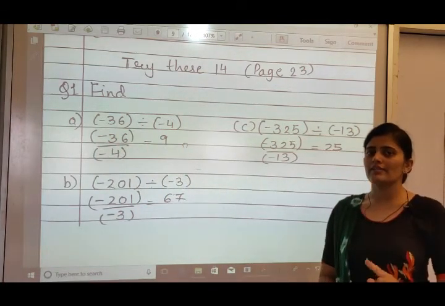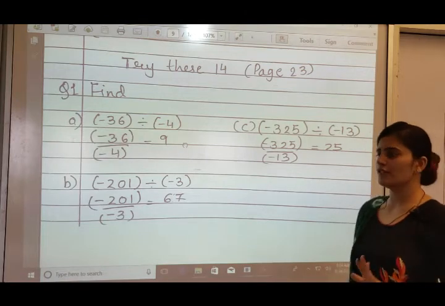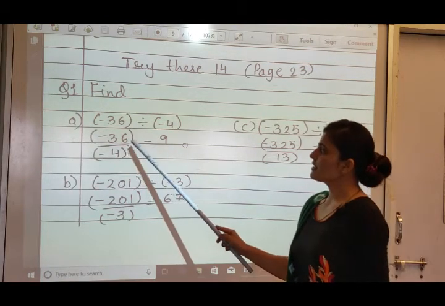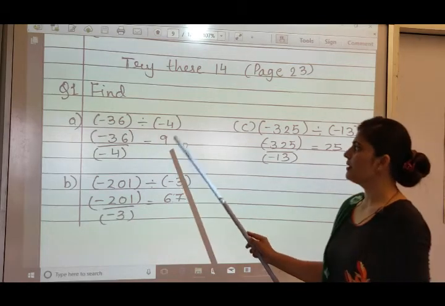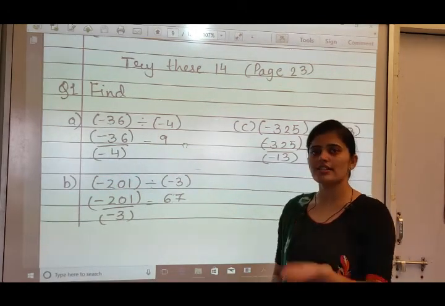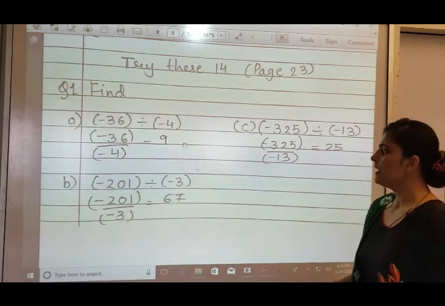Here both are negative, so the answer will be in the positive form. So minus 36 divided by minus 4. 4 nines are 36, so the answer will be 9. Both are negative, so the answer will be positive. The answer will be 9.